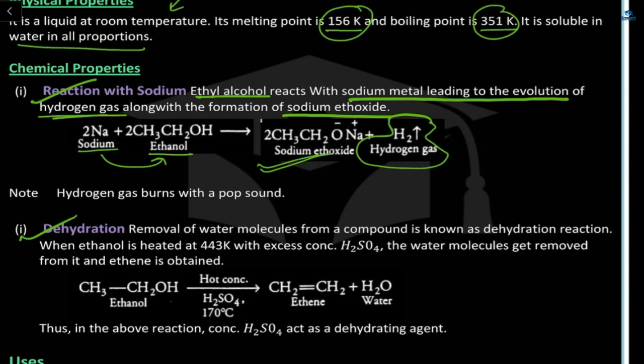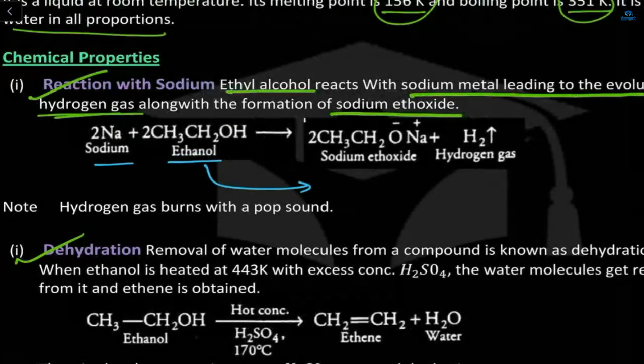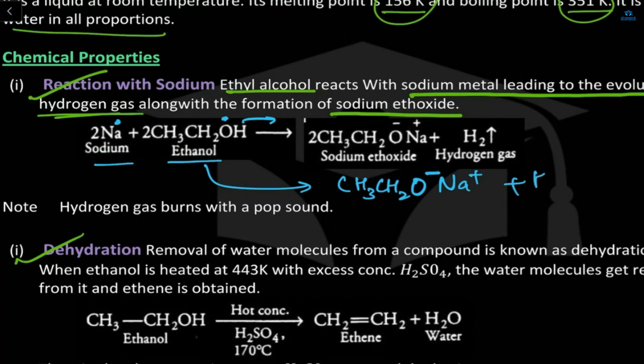So how does sodium ethoxide form? CH3, CH2, and this O and Na. So Na plus and O minus, and this H is left. This H will be evolved as hydrogen gas. So here, ethanol and sodium. From this ethanol, CH3CH2, we will include only this oxygen. Why? Because hydrogen gas is getting evolved, so O becomes O minus, Na will be plus, plus H2 gas. So this is the reaction of sodium with ethanol.